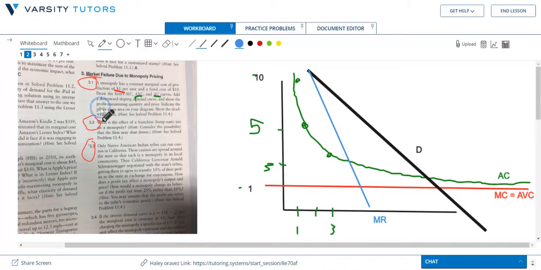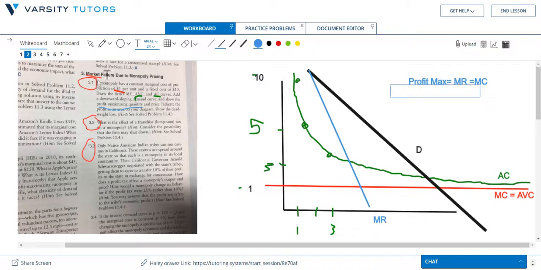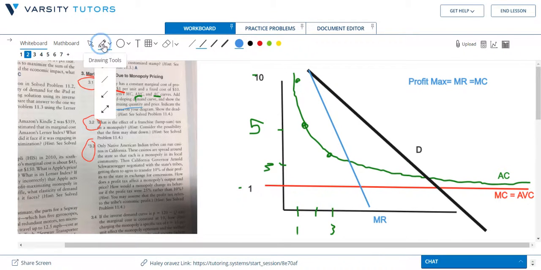Show the profit maximizing quantity. Well, for a monopoly, the profit max is always where? If you say it out loud, you'll really help yourself here. It's where the marginal revenue equals the marginal cost. So this is why I knew I had to draw the marginal revenue. And it looks like that point is right there. So the profit maximizing quantity is now in the blue line.